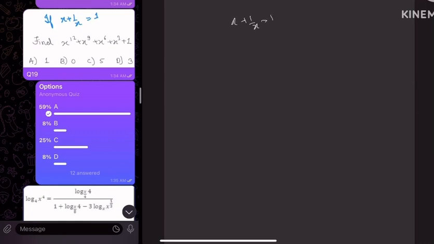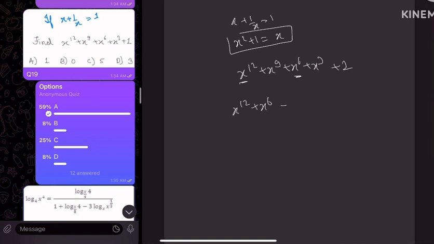Okay, so we can write x square plus 1 equal to x, right? Yes. Now x to the power 12 plus x to the power 9 plus x to the power 6 plus x to the power 3 plus 1. Okay. Now let us club this and this. So x to the power 12 plus x to the power 6 here, and x to the power 9 plus x cube over here, and 1 separate.